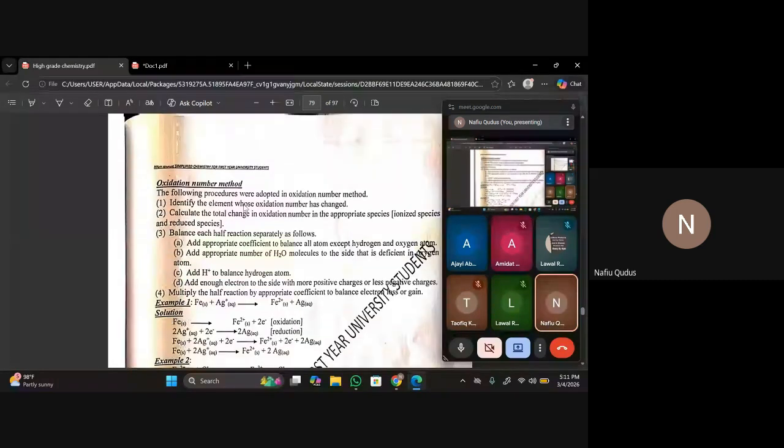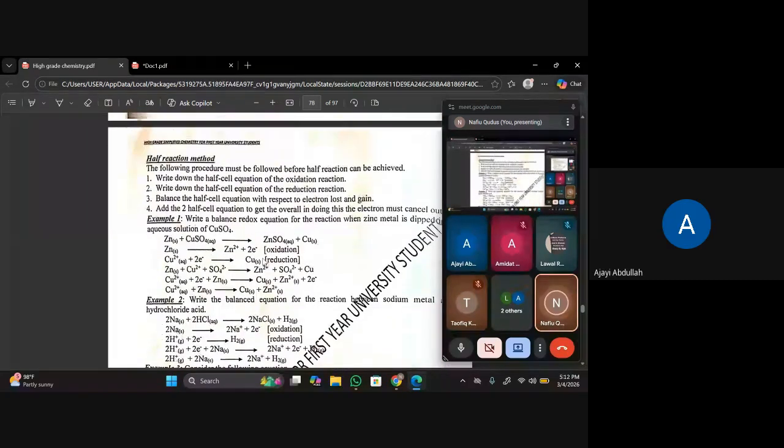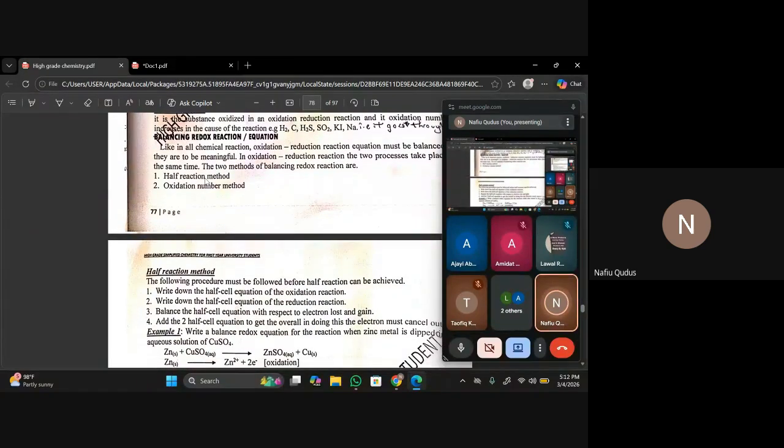So now let's move on to the oxidation number method. We said we want to do balancing of redox reactions. When we say redox, it means oxidation and reduction. We use two different methods of working out redox reactions: the half reaction method and the oxidation number method.